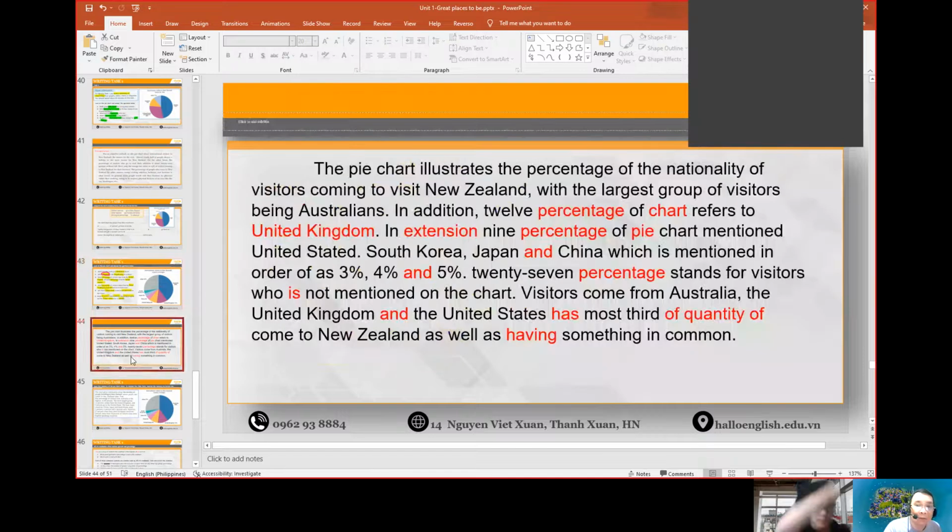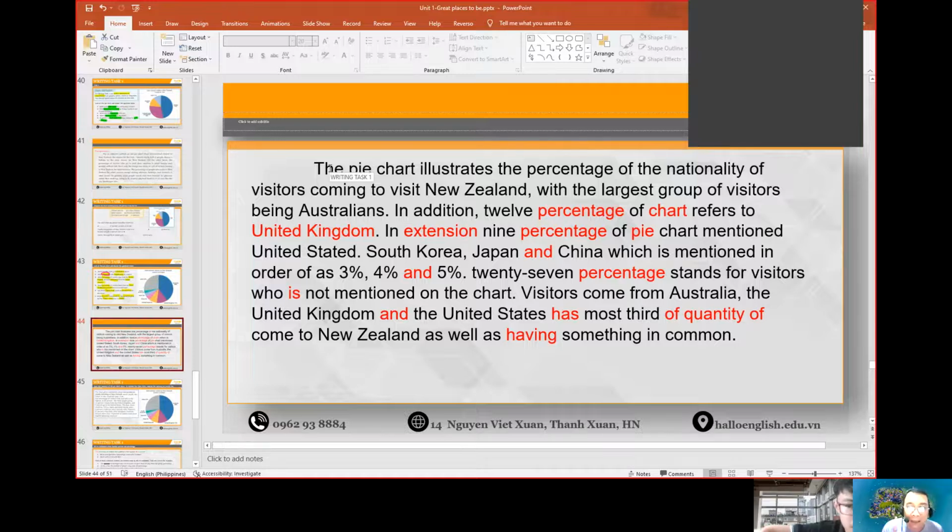Okay, can you see it again? Can you see it now? Now, the one that is written in red, that would be the things that we need to improve on. Although these are just minor corrections, Koi. So, the first paragraph, the first sentence that we have: the pie chart illustrates the percentage of the nationality of visitors coming to visit New Zealand, with the largest group of visitors being Australians. In addition, 12 percentage of chart.